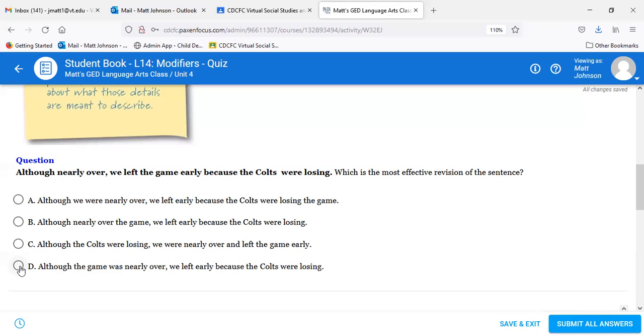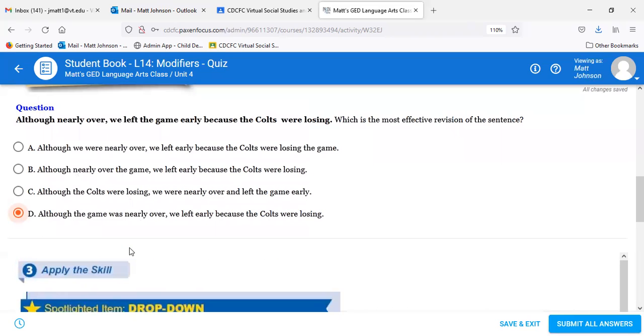The correct answer here is D. And if you read it through, you'll notice that it makes a little more sense. Although the game was nearly over, we left early because the Colts were losing.